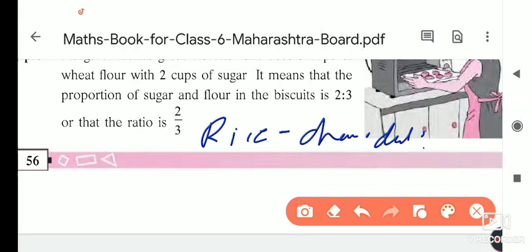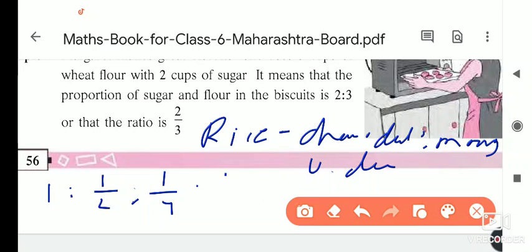Okay, after that she is using moong dal, then afterwards she is using urad dal. Some people take 1 kg of rice, then chana dal they take half a cup, then moong dal 1/4 cup, and urad dal also 1/4 cup. In this way they are proportionate.